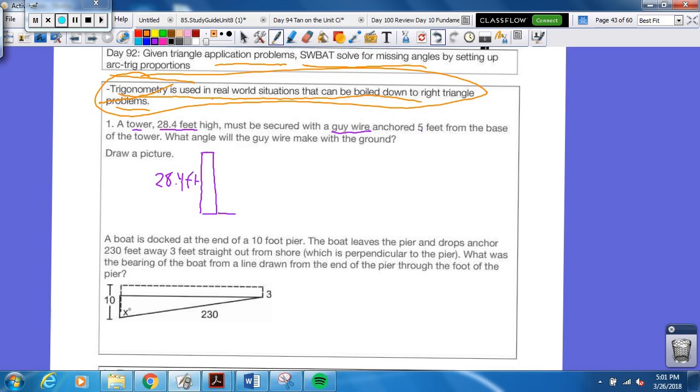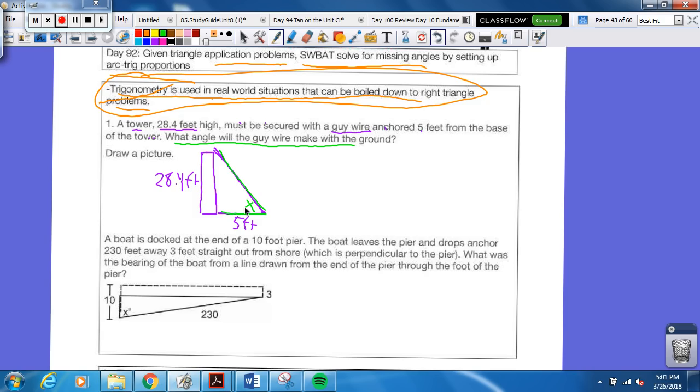Notice how I'm reading the problem twice. I'm still on this sentence, reading it many times. So this is 5 feet from the base, and the guy wire goes to the top. This is the wire right here. What angle would a guy wire make with the ground? So here's the wire, here's the ground, so here's X.